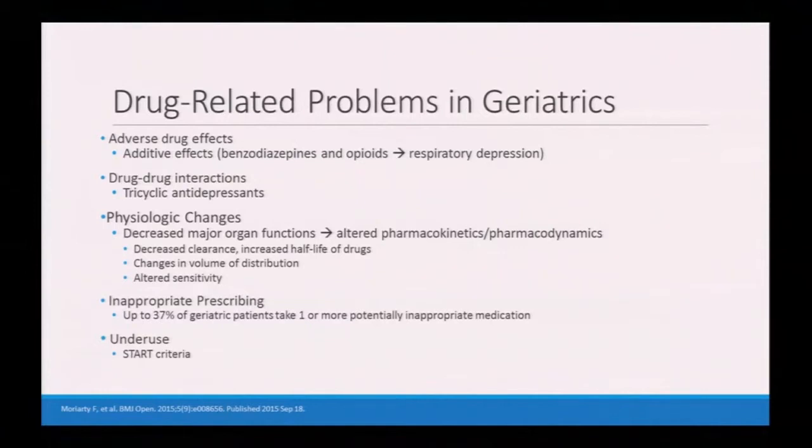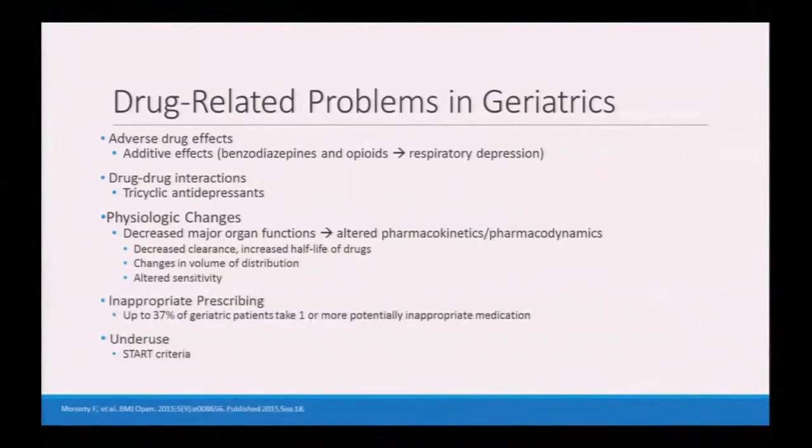Another issue with drug-related problems is inappropriate prescribing. So according to data, up to 37% of geriatric patients take 1 or more potentially inappropriate medication, and that kind of goes back to the diagram I painted earlier, where multiple medications are added for side effects rather than the primary problem being addressed, if that makes sense.